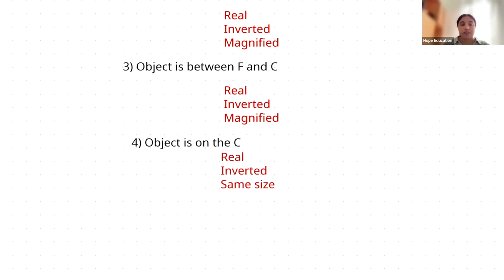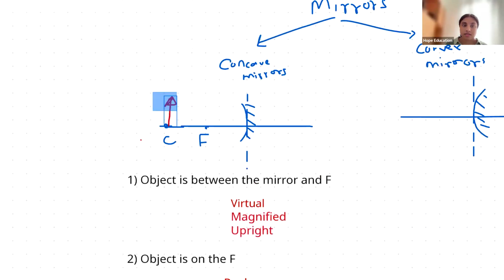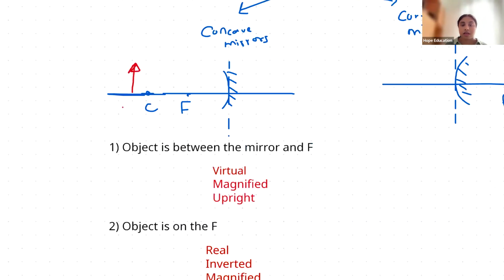Lastly, our ray diagram is object is beyond C. Then the object is beyond C, like this. What can you say about the image? Where is the image formed?